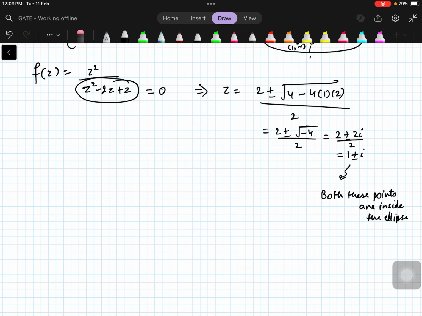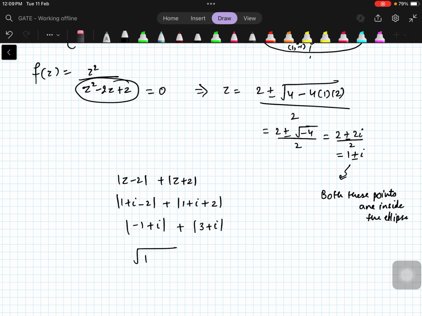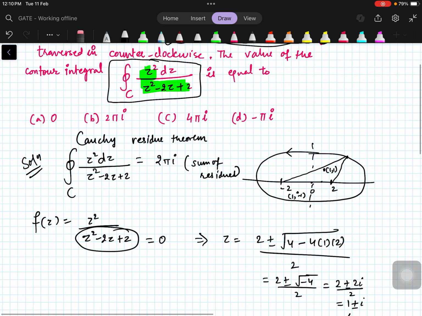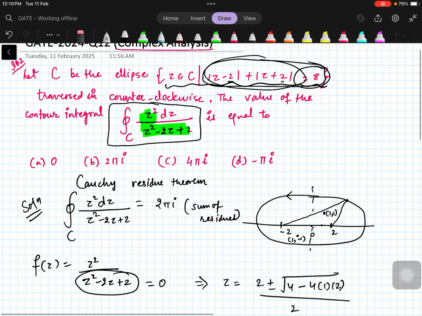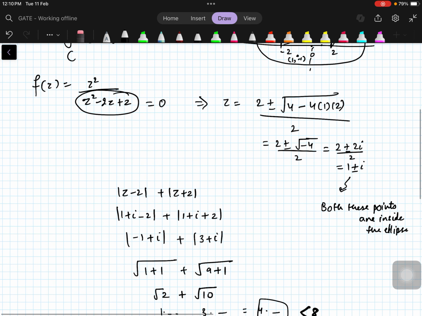How do I check? For example, if I do this for the point 1 plus iota, this is |minus 1 plus iota| plus |3 plus iota|. So this is 1 plus 1, this is 9 plus 1. So this will be square root of 2 plus square root of 10. So this will be 1 point something, this will be 3 point something. So you'll get 4 point something, which is less than 8. So you are inside the ellipse because the equation of the ellipse is equal to 8, right? Similarly for the other point. So both the points are in the ellipse.